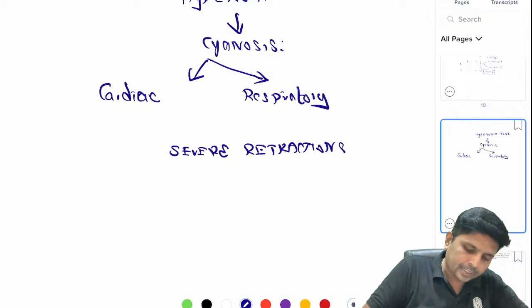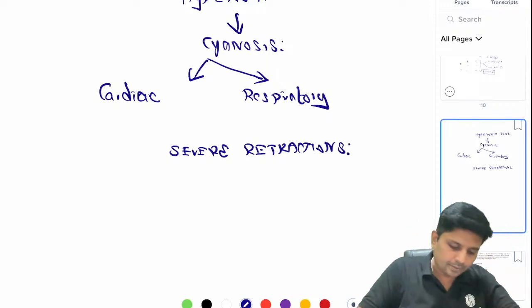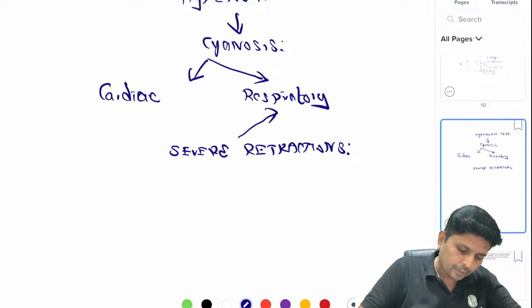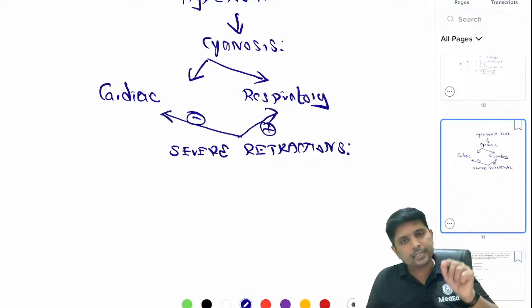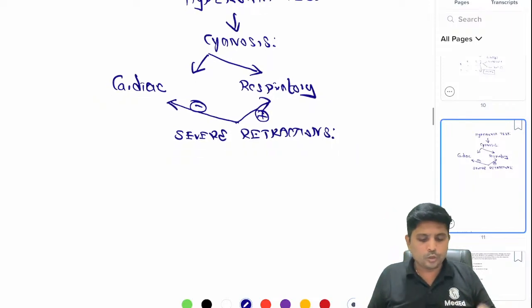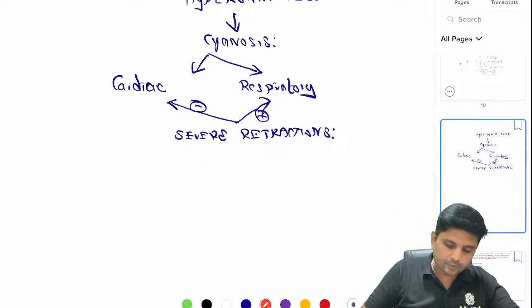The accessory muscles acting means severe retraction. Present means respiratory. Absent means cardiac. This is a simple thing that you need to know. But what is the hyperoxia test?